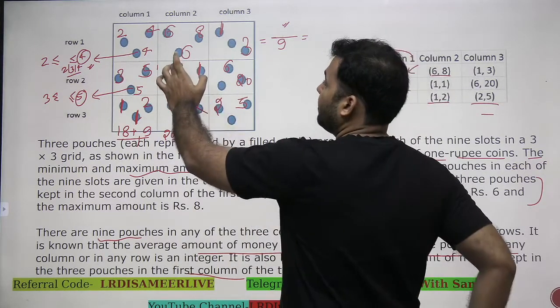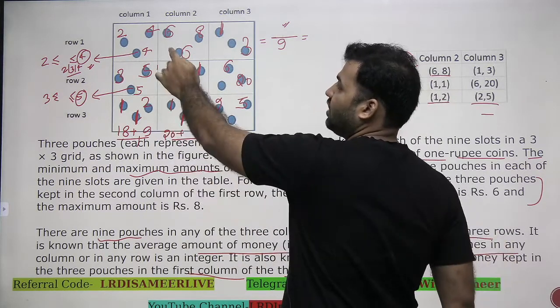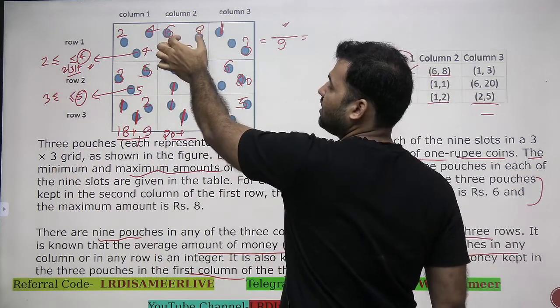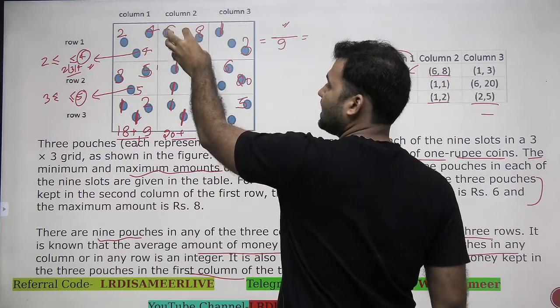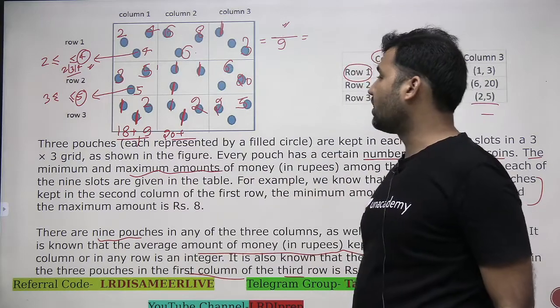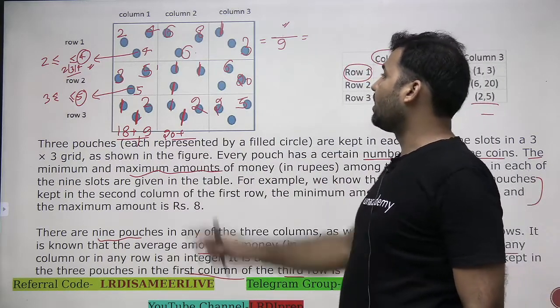Why not 5 here and 2 here? 5 is not possible because minimum is 6, maximum is 8. I need a value which is greater than or equal to 6, less than or equal to 8. The only possibility is to put 6 coins here and 1 coin here, right? No other values will work. Okay, now this is a multiple of 9.